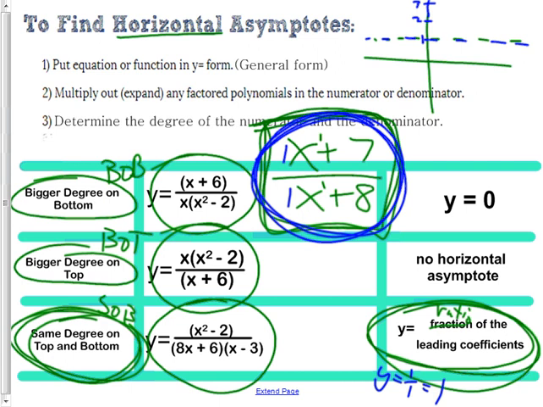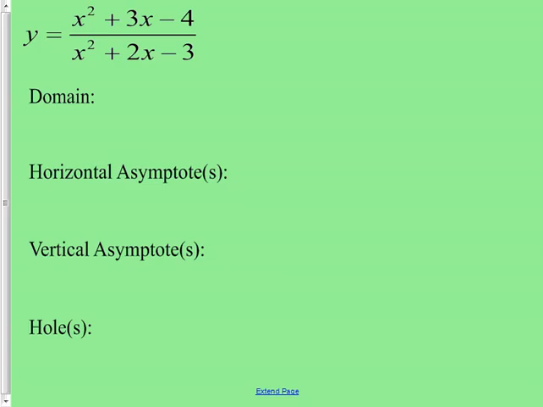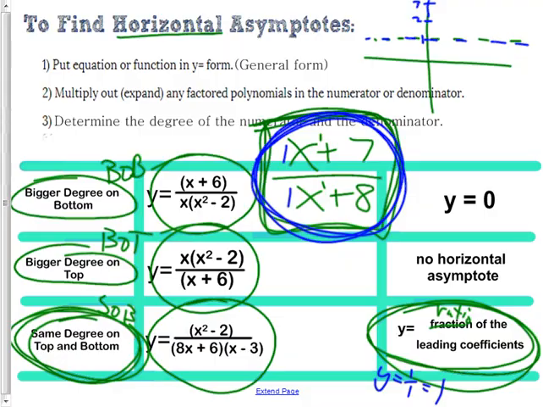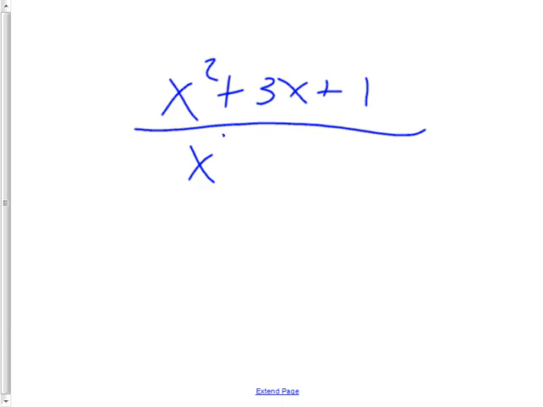All right, so let's see if you caught that. We need a little bit more practice on that horizontal asymptote thing. So let's say I had this: x squared plus 3x plus 1 over x to the 5th plus 4x minus 5. All right, so tell me, is it bigger on bottom, bigger on top, or same on both? It's bigger on the bottom because it's got a bigger degree.